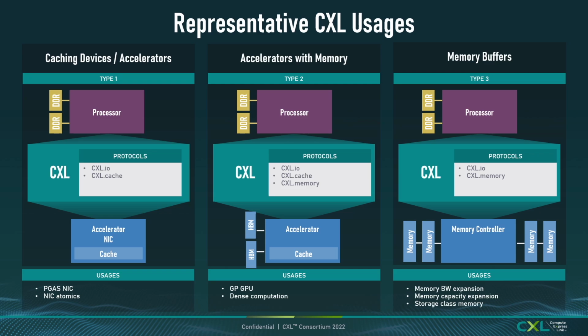CXL provides a layer of abstraction so that you can have emerging media, including storage class media and persistent media, that can be added to the system. One thing to note is that regardless of the type of device, the CXL.io protocol is needed for all three types of device.